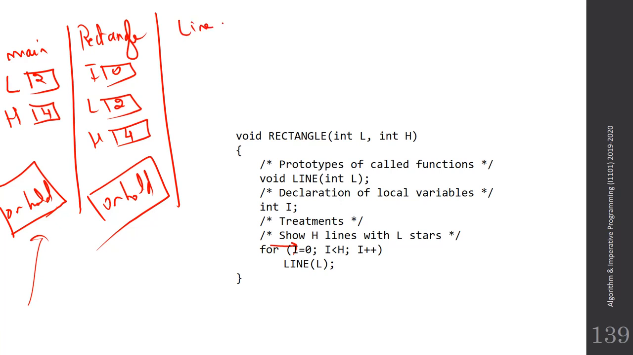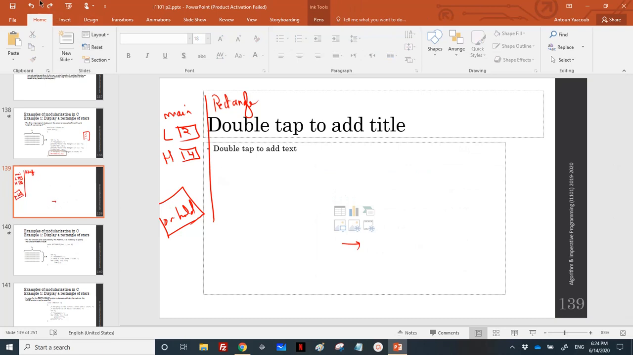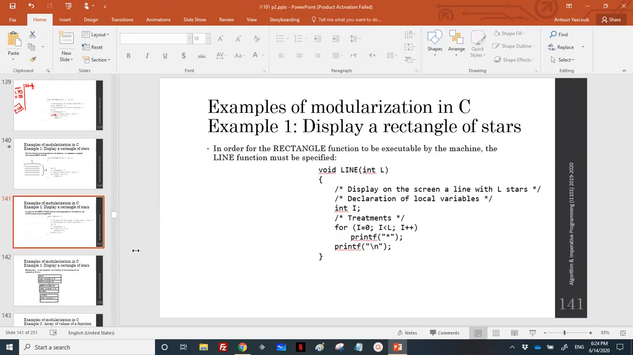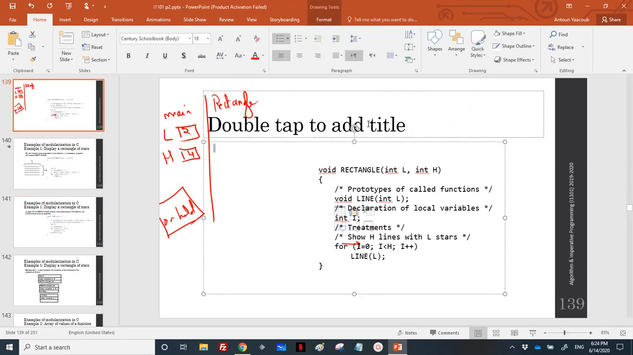So rectangle will pass the value of L to line. The value of L now is equal to 2. We have made a mistake, so we should have kept the elements. So in line, I will copy this and just move this a bit.